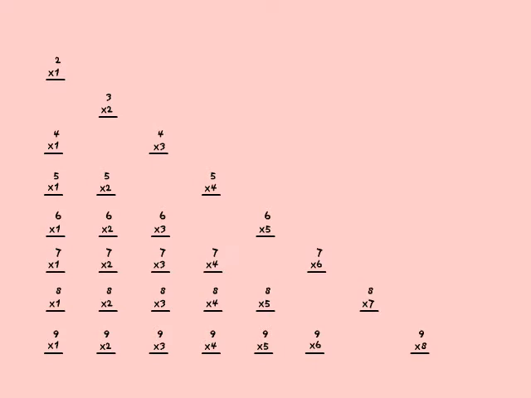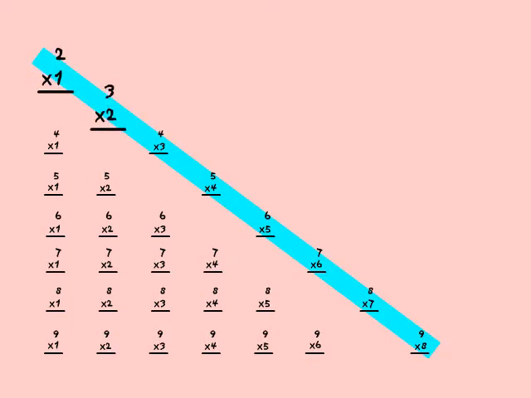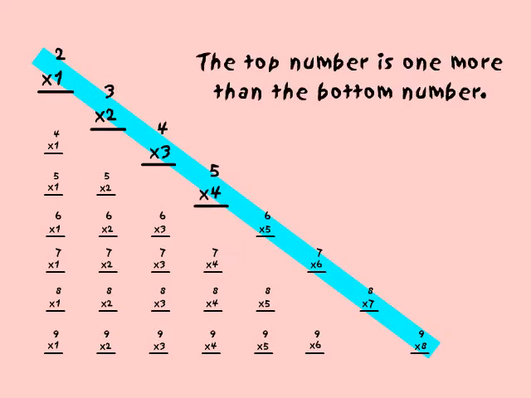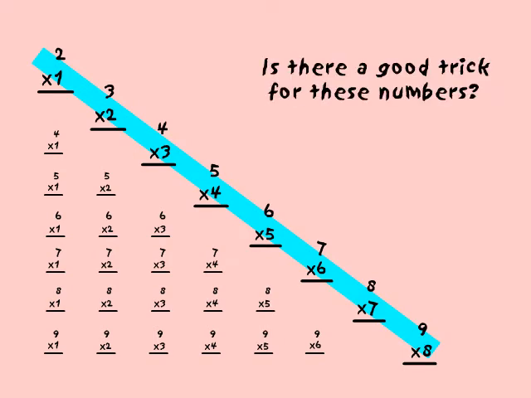So we had this diagonal just kind of hanging out there. What are we going to do about it? Well, let's take a look at it. Let's put a bar on it and blow it up a little bit. Looks like every number on top is one more than the number on the bottom. Now, can we come up with a trick for these numbers?